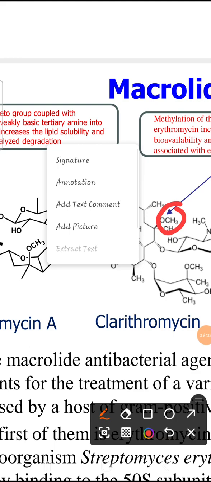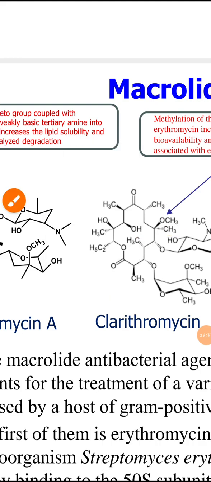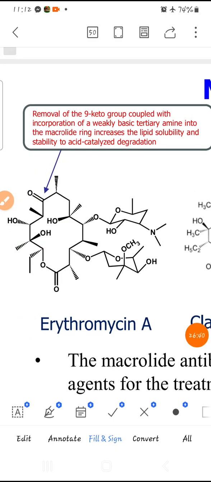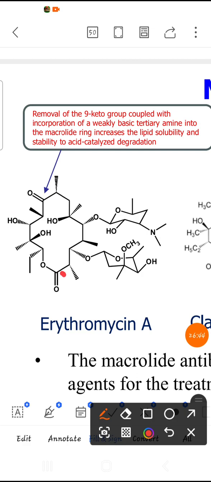Among these, azithromycin has 15 atoms in a ring, but the others have 14 atoms in a ring. This is number 1 in the nomenclature of these compounds. This carbonyl carbon, the lactone carbon, is number 1. This is the structure-activity relationship of these compounds.